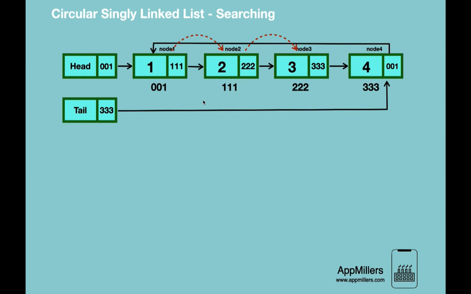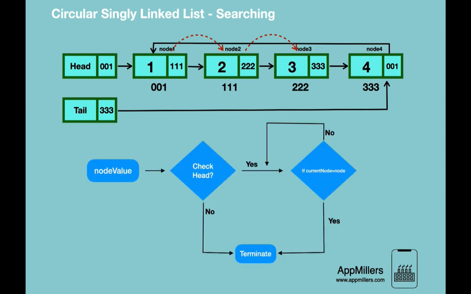The problem here is that a circular single linked list might cause an infinite loop, because when we reach the end of the list, it goes to the beginning. So here we can have an infinite loop circularly. To avoid such a situation, every time we visit a node, we check if that node's address is equal to the tail value. If yes, this means that this is the last node of the linked list, so we terminate. So let's see what the algorithm of searching a node in a circular linked list looks like.